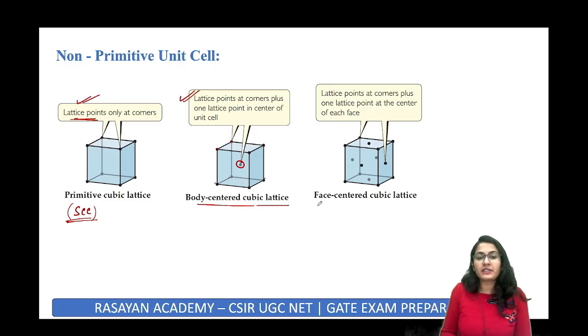See, this is an FCC lattice. This was BCC. This is FCC lattice. So where are these present? Corners plus one lattice point at the center of each face.